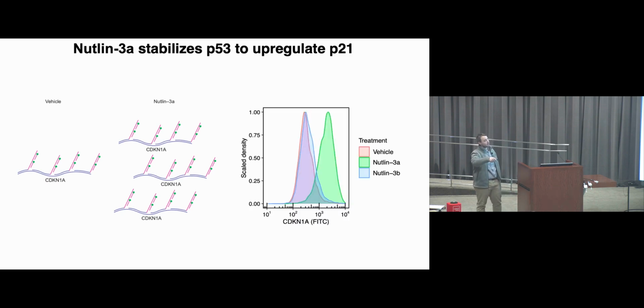So if we run this assay and we just measure by flow cytometry, in the pink or the blue, you see the vehicle or the inactive enantiomer respectively, and the green, you see that nice rightward shift.